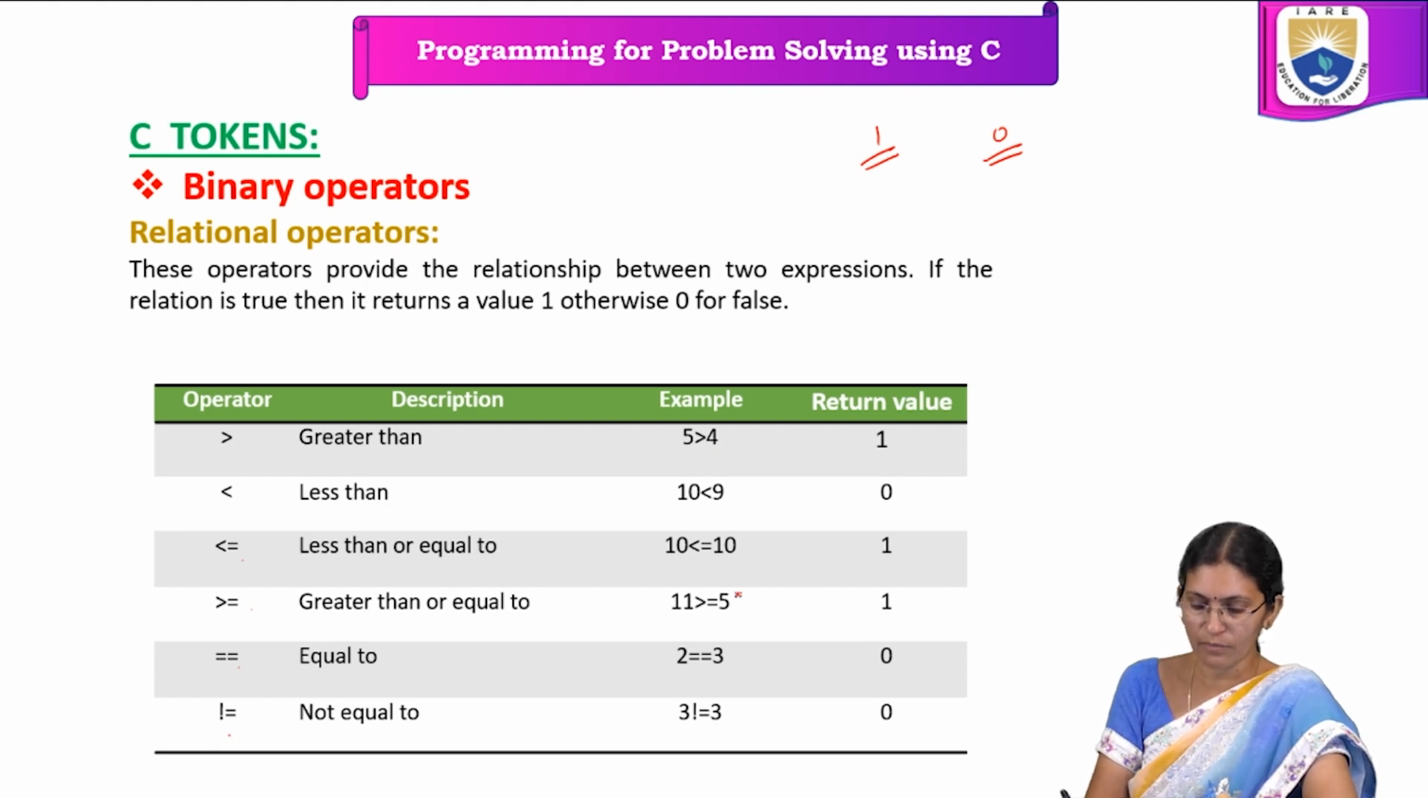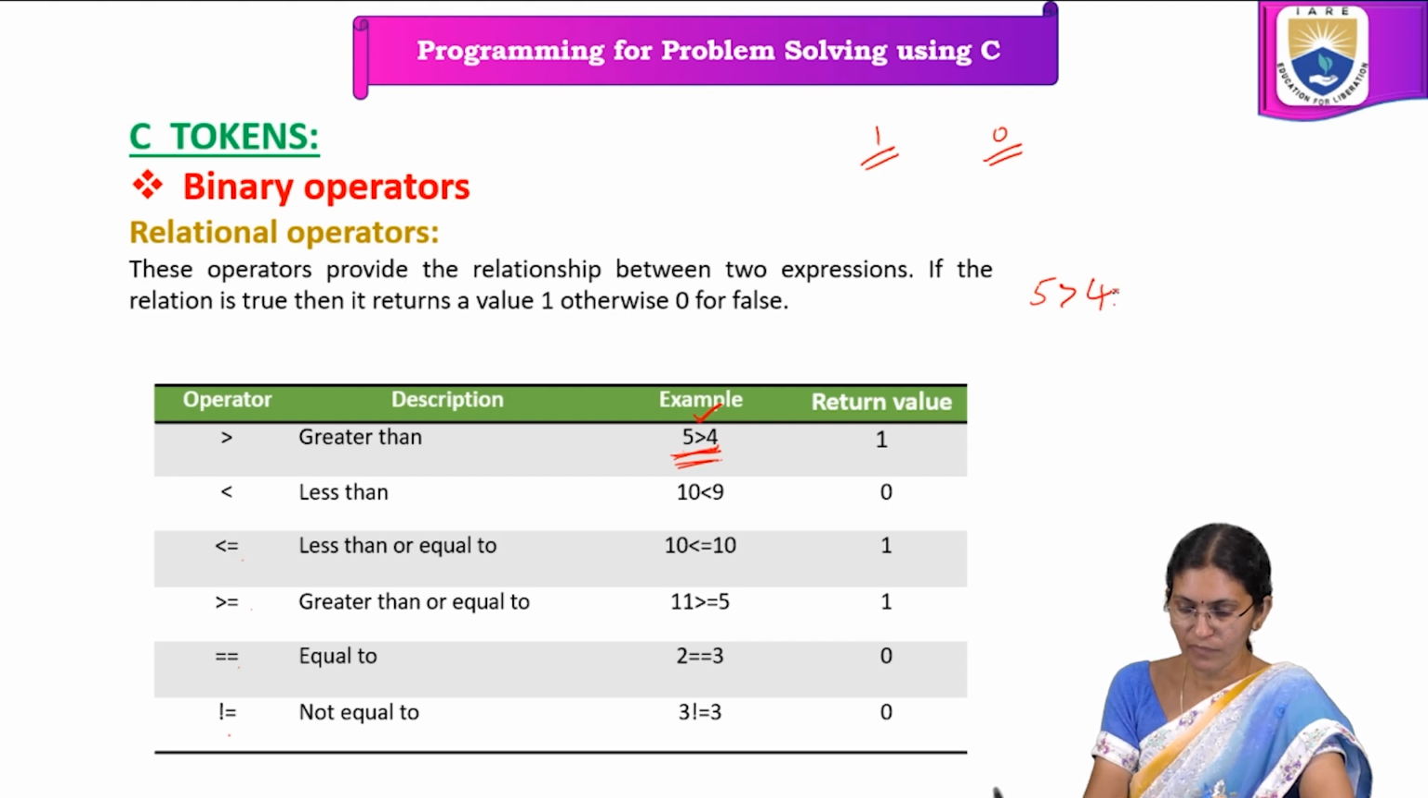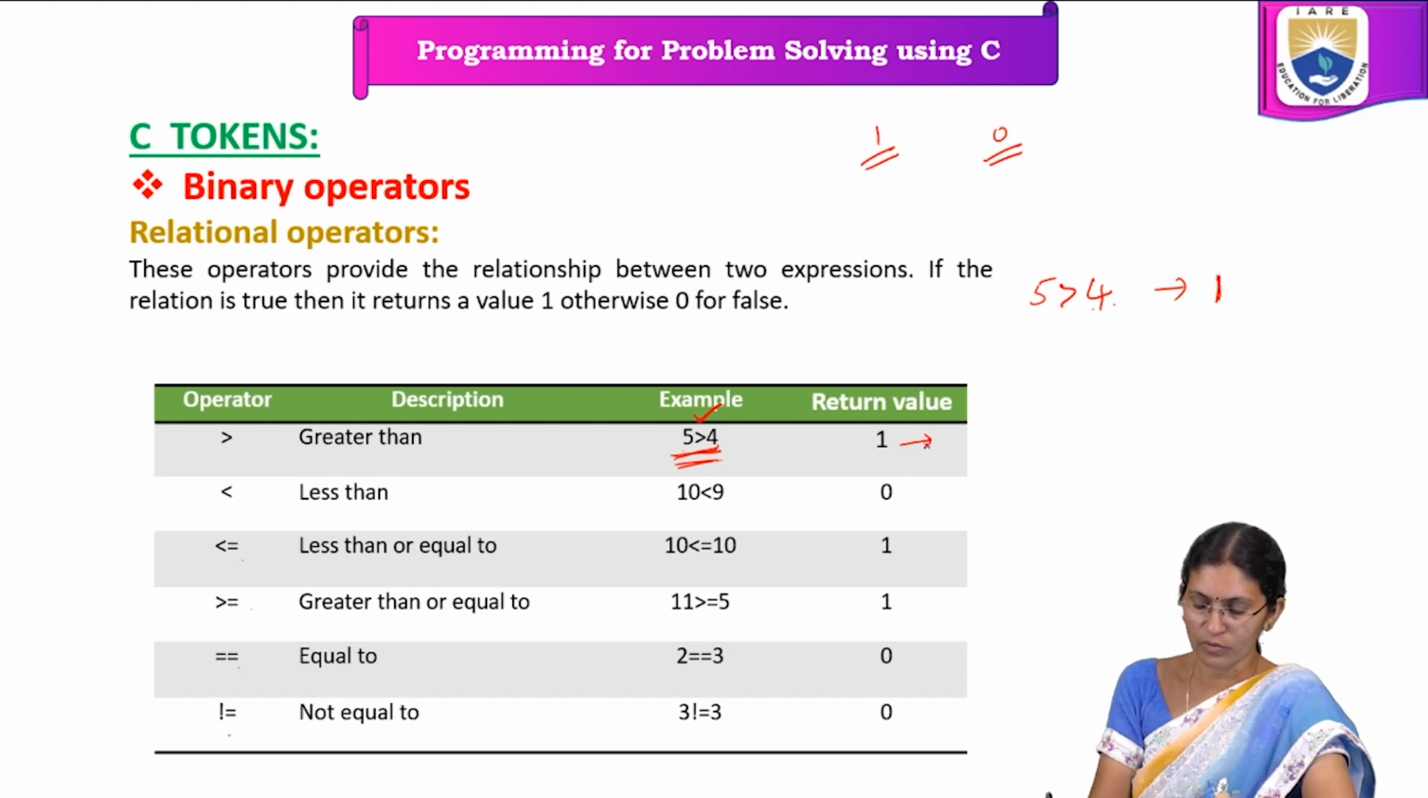So consider an example here. Suppose we have an expression, and it has a relational operator. What we are doing is comparing these two values. 5 is greater than 4, it evaluates to true. So this is true, which means the value will be 1. Now 10 is less than 9. This is false, so it will return 0.